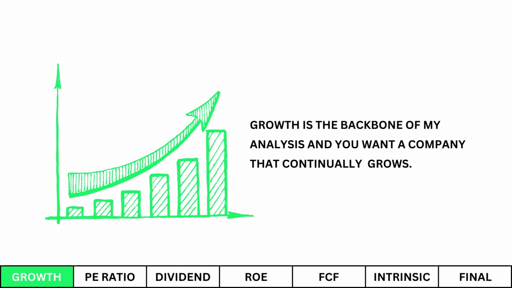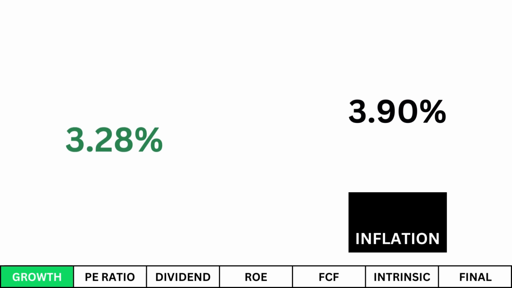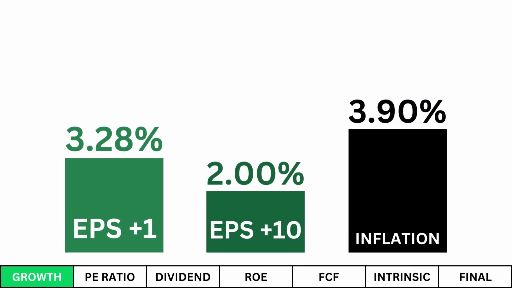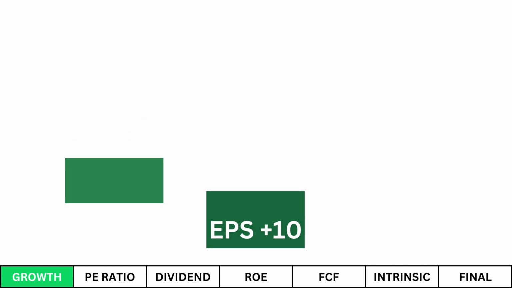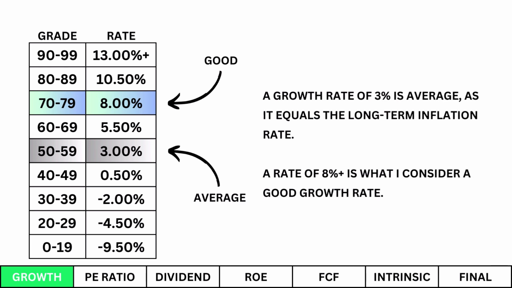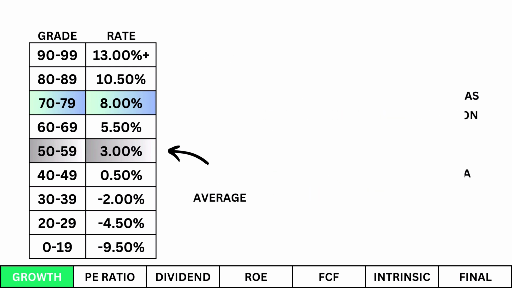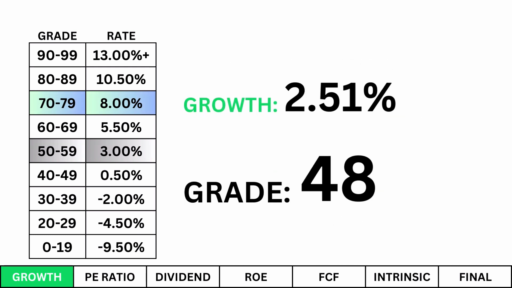Growth is the backbone of my analysis, and you want a company that continually grows. Earnings growth is a combination of three growth factors: growth over the next year, growth over the next 10 years, which is then discounted based on the current inflation rate. A growth rate of 3% is average, as it equals the long-term inflation rate. A rate of 8% or higher is what I consider a good growth rate. Here's our company's growth rate with its corresponding grade. We'll keep that number in mind because we'll need it when determining the company's intrinsic value later on.